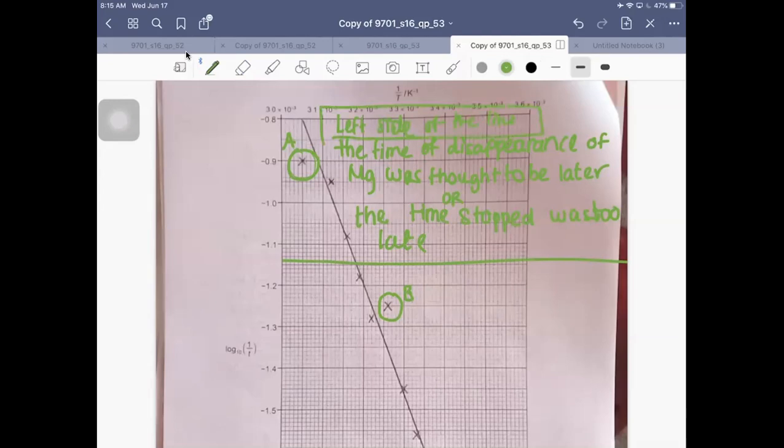Now we want to look at B, which is on the right side of the line. If you look at B, the point is here, but B technically should be somewhere here. So now we say the time taken for B is shorter than the actual one, or shorter than expected. So you need to explain what possible reasons can cause the time taken to be shorter than expected.